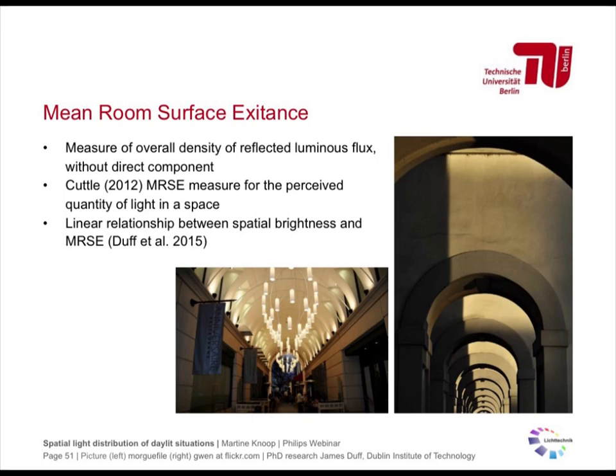James has performed experiments in scale models as well in the last year. He offered different levels of mean room surface exitance, and observers were asked to look into the lighting booth and judge the brightness of the entire booth from very dim to very bright. He found that there is a linear relationship between spatial brightness and mean room surface exitance.